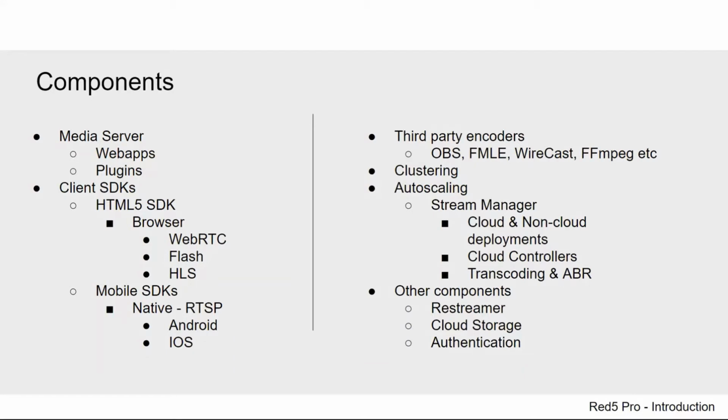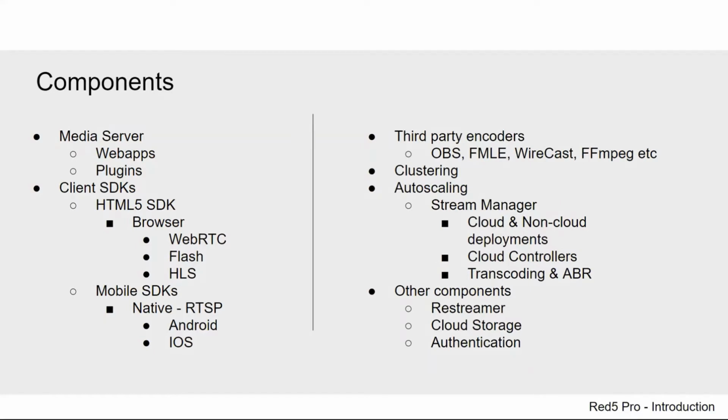Next we have client SDKs. As we talked about before, Red5 Pro offers multiple client SDKs to help you target multiple platforms easily. One of those is the HTML5 SDK, which is a collection of JavaScript libraries, designed to help you target clients in the browser. The HTML5 SDK facilitates ingest and egress over WebRTC and Flash, and it supports HLS for egress only as a fallback.